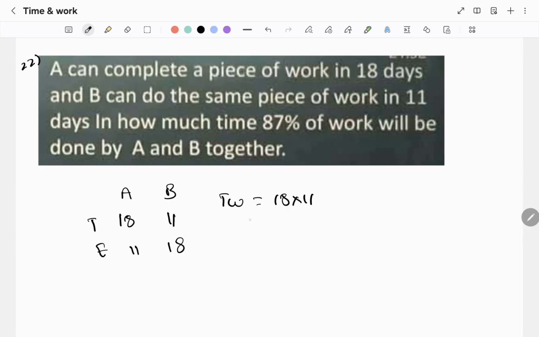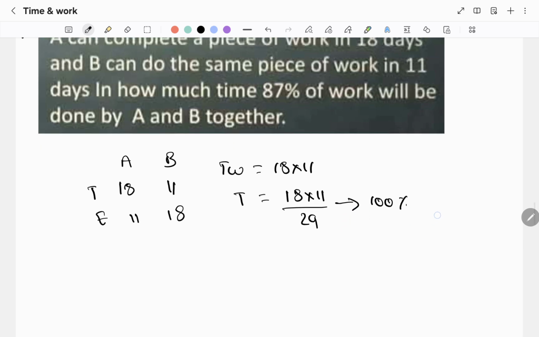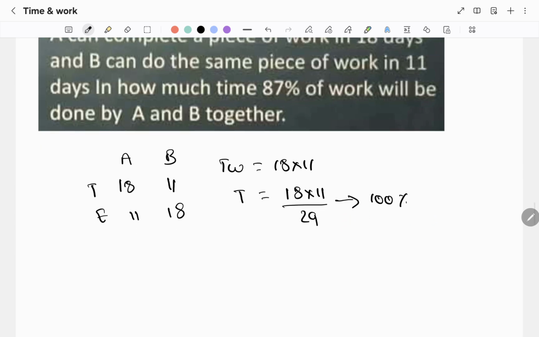So now 100% of the work time is 18 into 11 by 29. Now this is 100% of the work. So in how much time will 87 part of the work be done? So 87% will take how many days? To complete 87% of the work, how many days will it take?